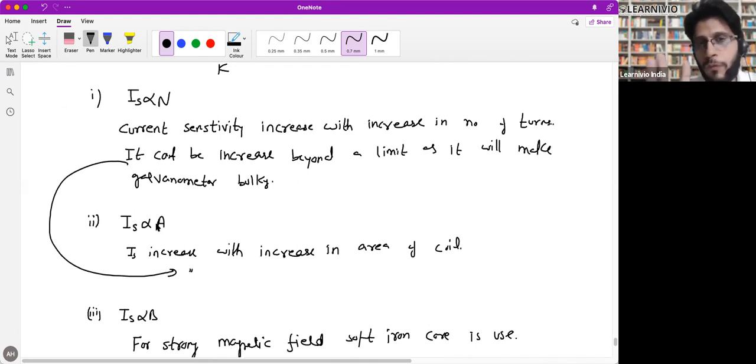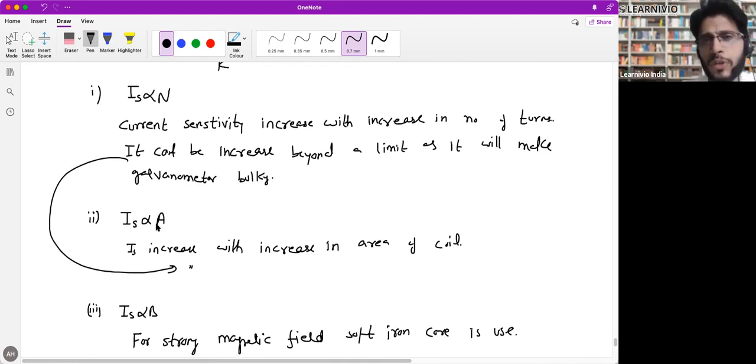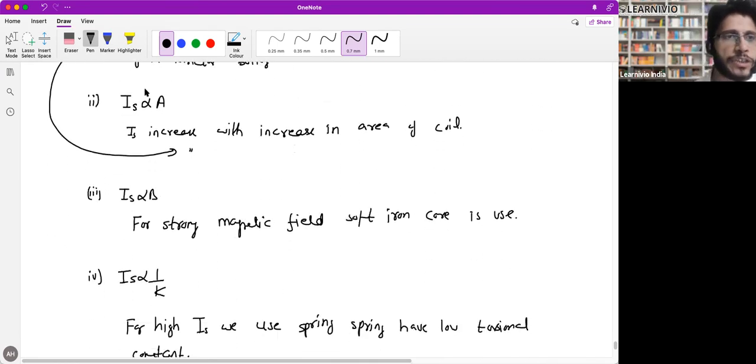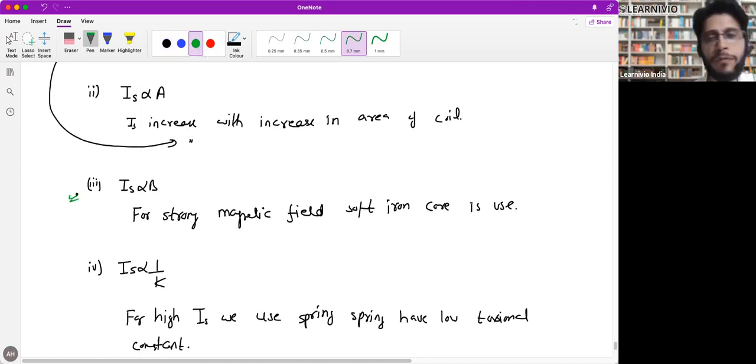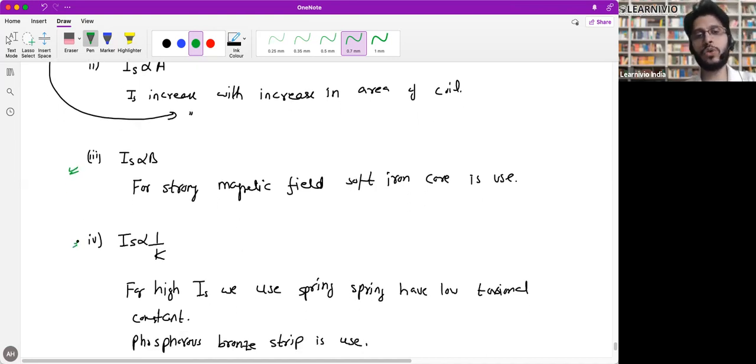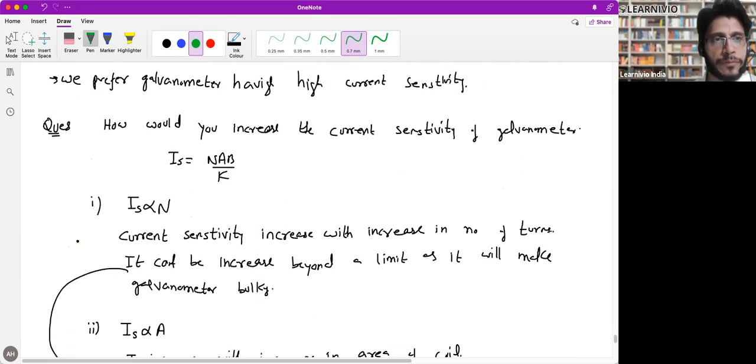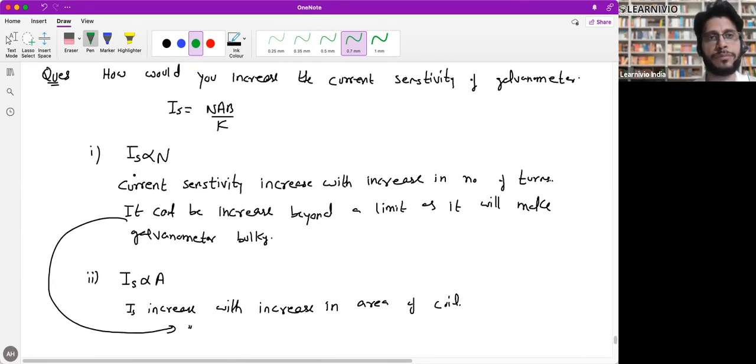So usually these are four conceptual questions. These last 2 points are very, very important. Why we use soft iron core? We use soft iron core to generate strong magnetic field. This is again very important, why we use phosphorus bronze strip, because it has a very low value of torsional constant and it can increase the current sensitivity of galvanometer. Note it down. Next, we will discuss voltage sensitivity.